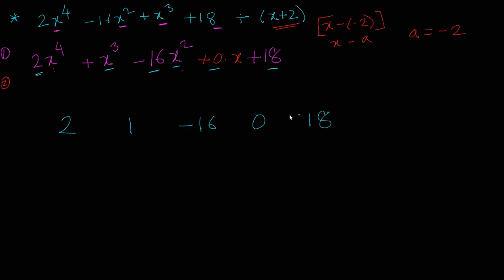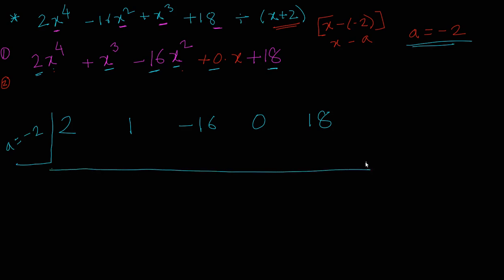Then I'm going to draw a little box here, and here I'm going to write down my a. What is my a? A is negative 2. Then I'm going to draw a horizontal line. So I have set up my problem. Let's do it one by one. In the first step, I am going to take down the first number as it is, downward. So I'm going to write down 2 here without doing anything.